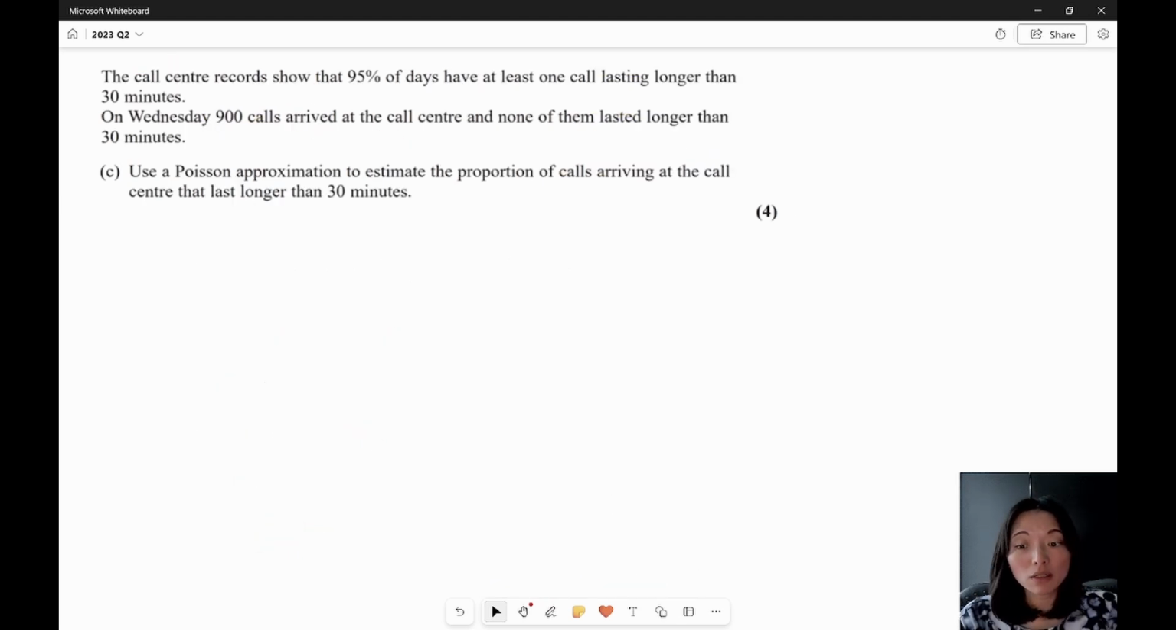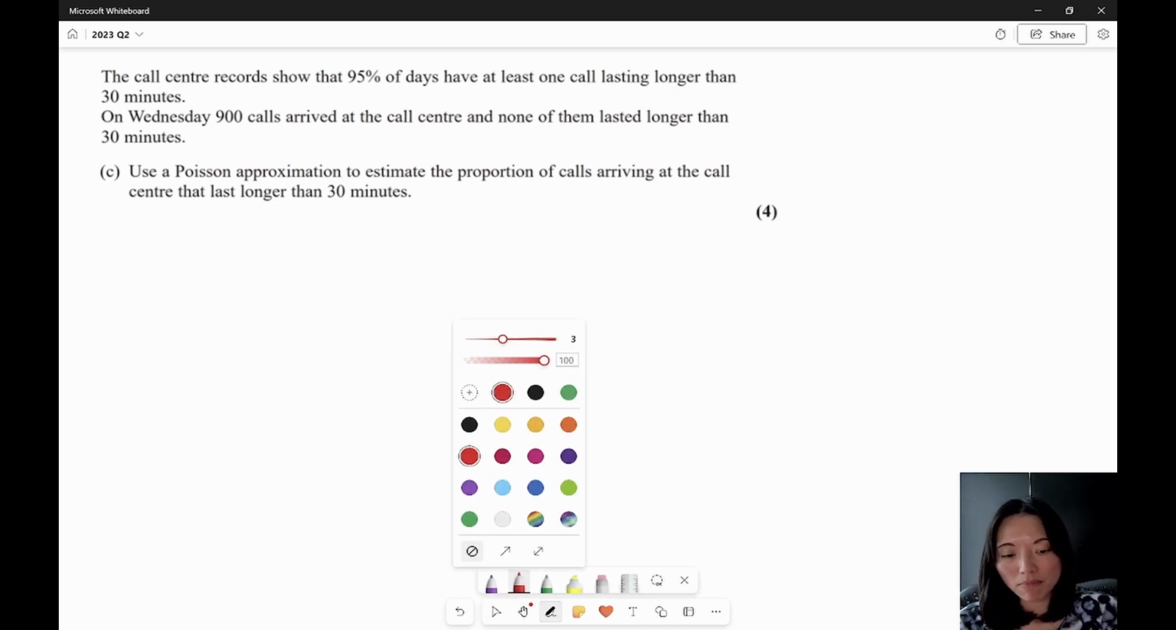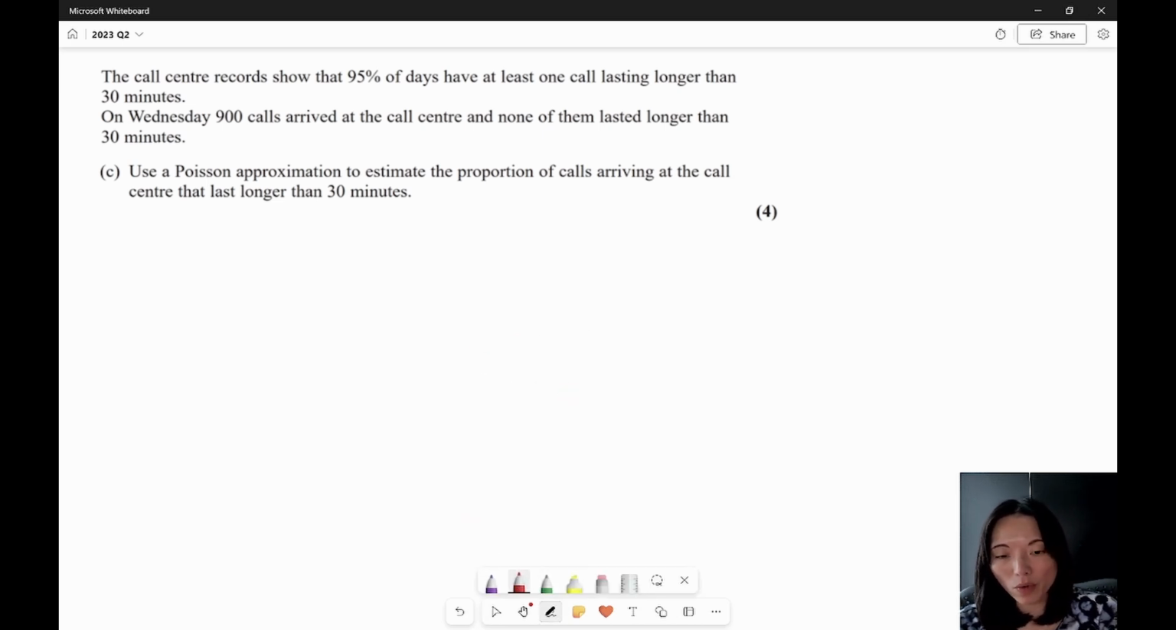The question tells us the call center records show that 95% of the days have at least one call lasting longer than 30 minutes. On Wednesday, 900 calls arrived at the call center and none of them lasted longer than 30 minutes. This is an approximation to estimate the proportion of calls arriving at the call center that last longer than 30 minutes. It's quite a wordy question, but let's try and write out in mathematical notation what we know and write out our unknown as well.